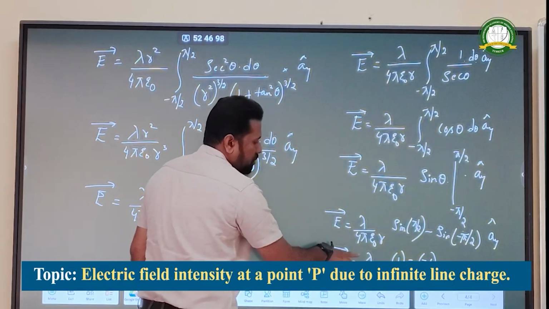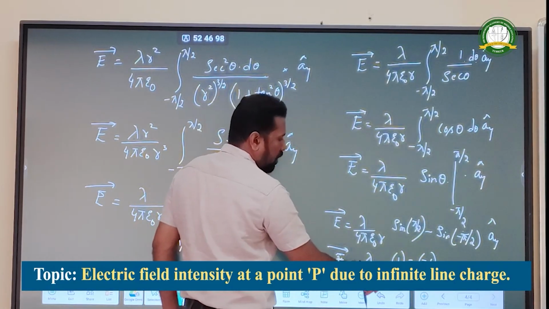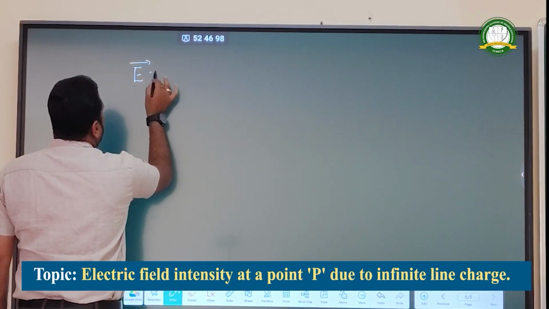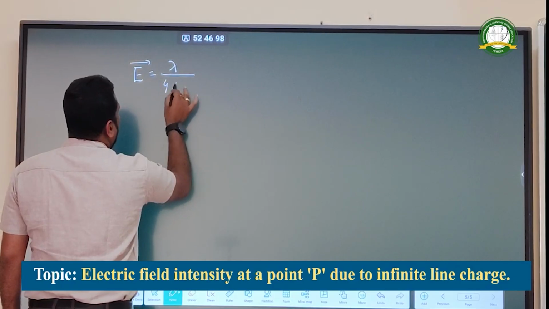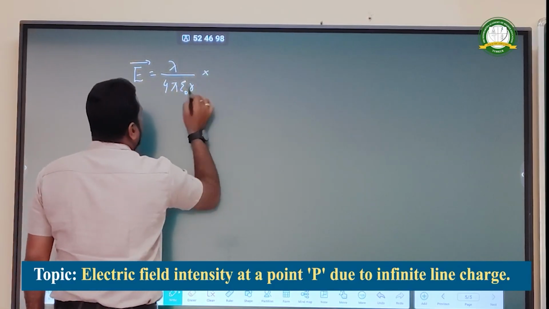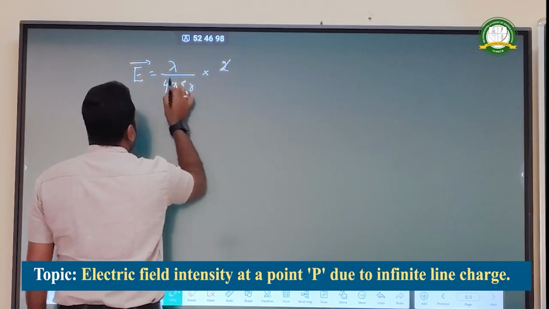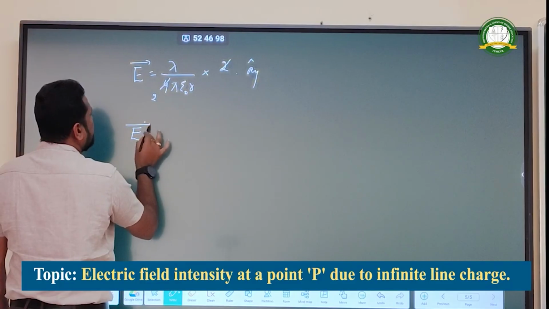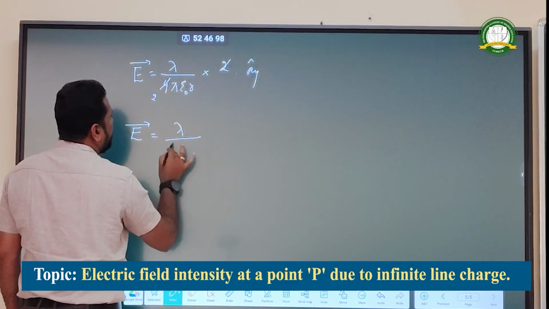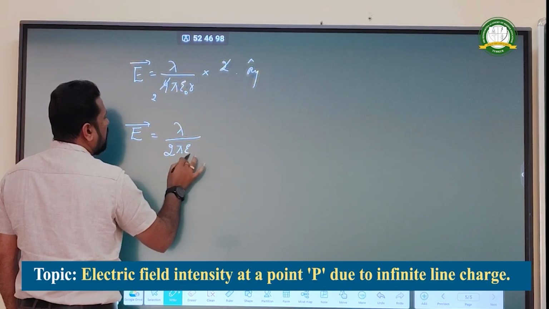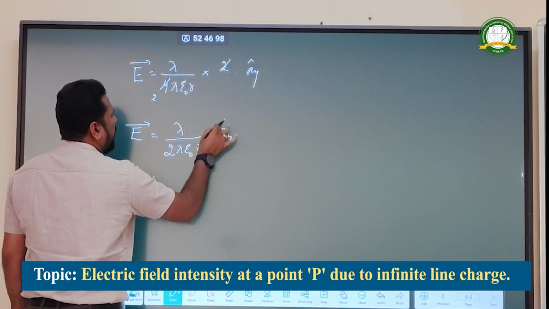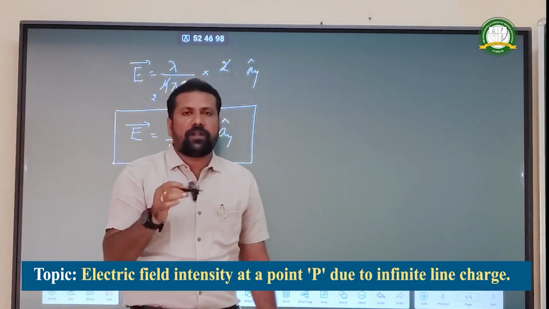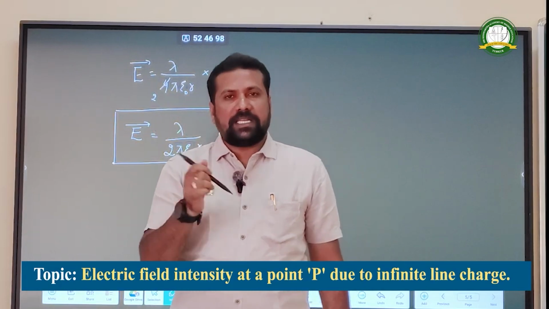So E is equal to lambda divided by 4 pi epsilon naught r into 2. So the electric field intensity is equal to lambda divided by 2 pi epsilon naught r into ay cap. So this is the total electric field at a point P due to an infinite line charge.